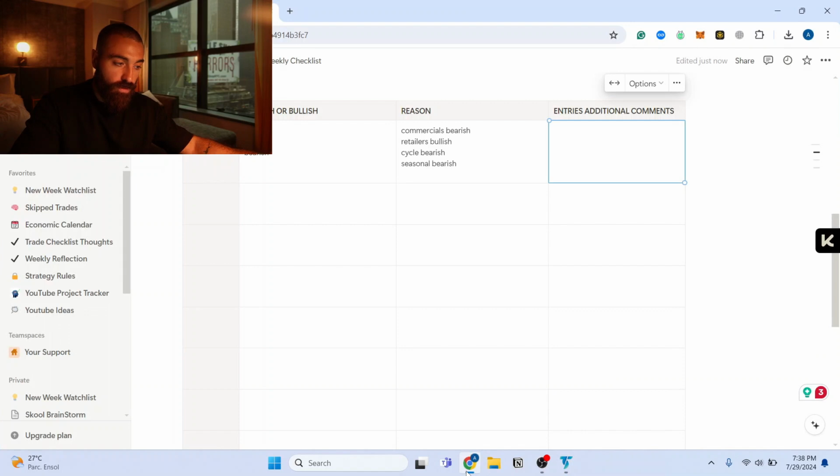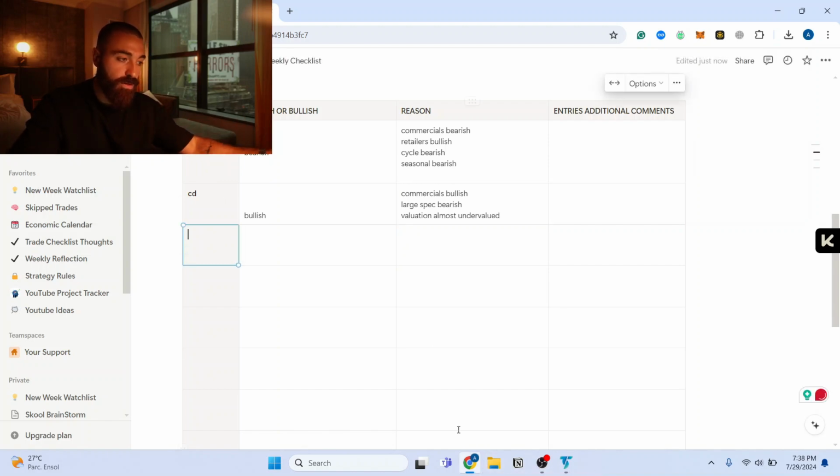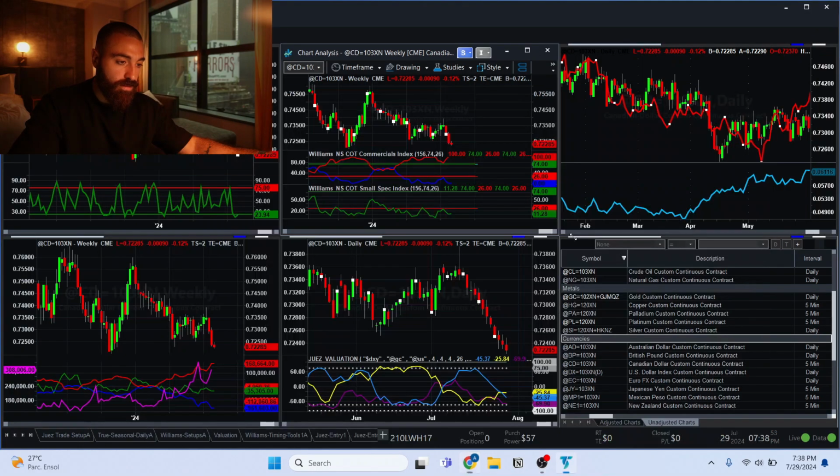So I would go for Canadian dollar bullish: commercials bullish, large spec bearish, valuation almost undervalued. So those are three reasons for Canadian dollar.